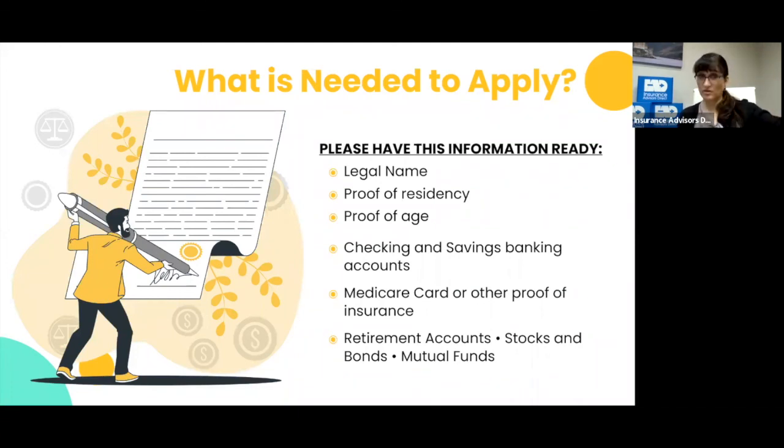Working on that referral, right? As well as helping the person right in front of you. If they have retirement accounts, stocks, bonds, mutual funds, stuff of that nature, you want to know so that when you're doing that application, it's on hand.